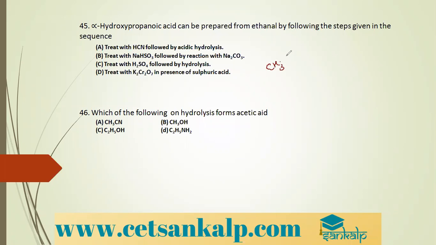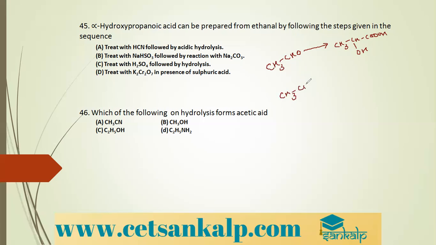Ethanol they have given, CH3CHO. From this you want to prepare alpha hydroxy propanoic acid. That means CH3CHCOOH. Alpha position is this, and here I have an OH group. So this compound I want. This is alpha hydroxy propanoic acid. So it is prepared by this reaction.